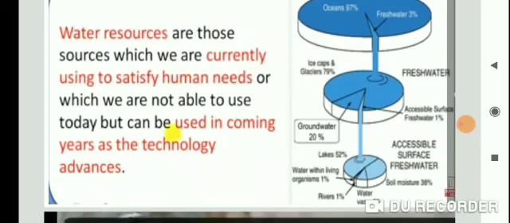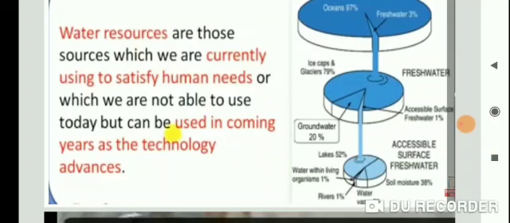Next, about 3/4 of the earth's surface is covered with water, but out of this only a small proportion is fresh water fit for drinking. Now see the example for processing. Fresh water is 3%, oceans 97%, ice cap and glacier 79%, groundwater 20%, lake 52%, water with living organism 1%, rivers 1%, water vapor 8%. So this is accessible surface fresh water.